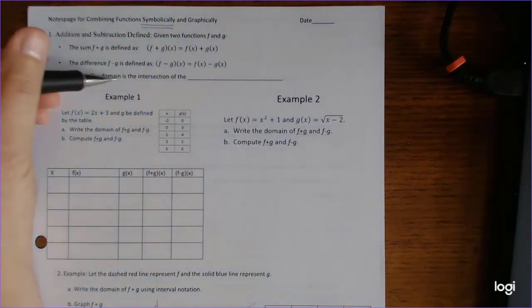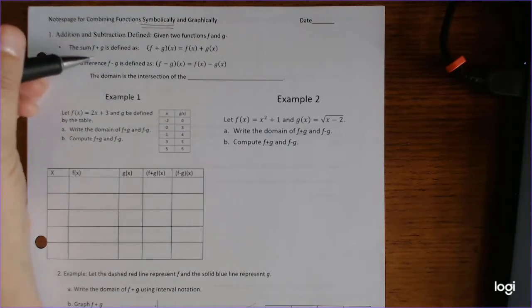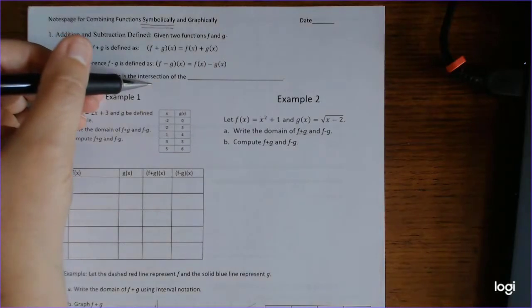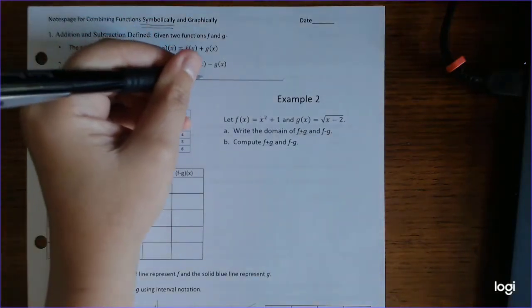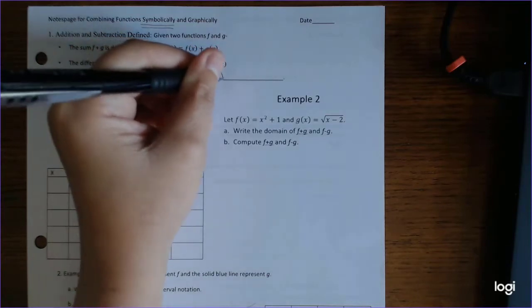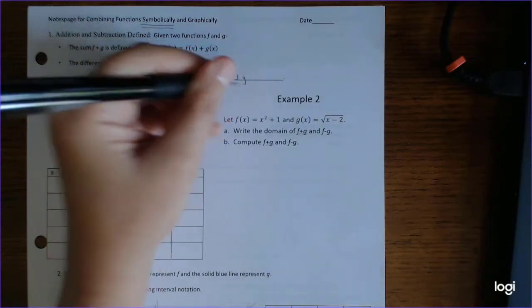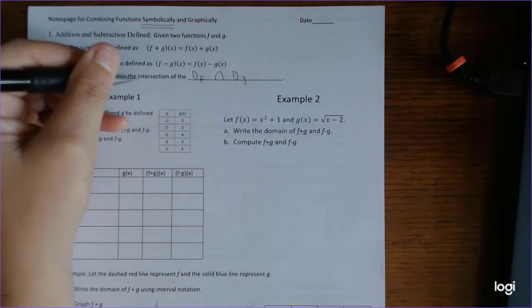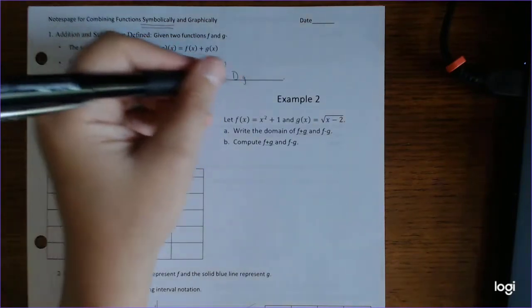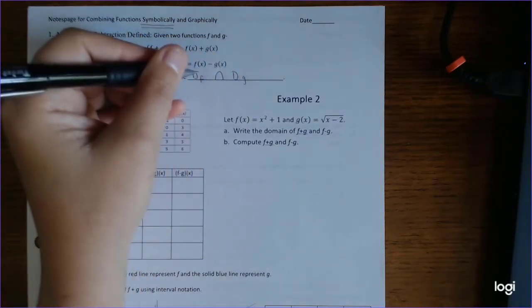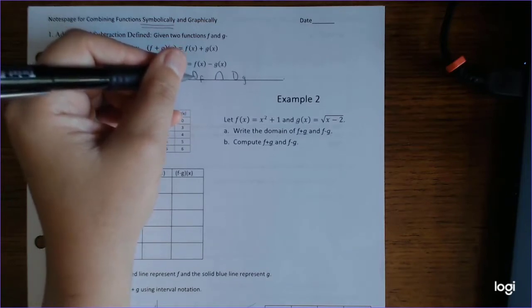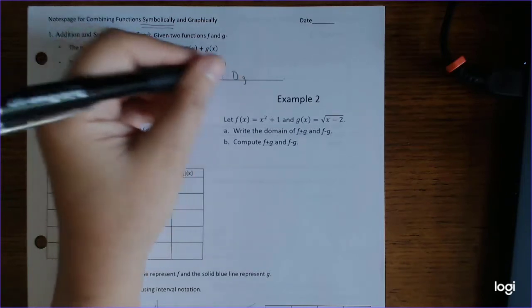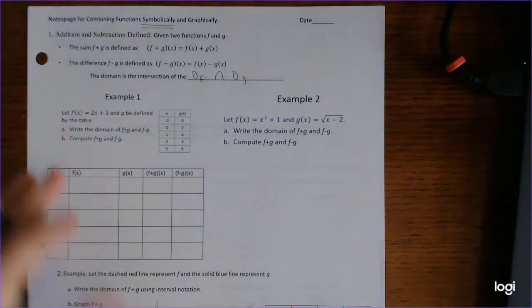The domain of the sum and difference of a function that you create is the intersection of the domain of each. So if you find the domain of f and then you find the domain of g, the domain of the sum and the difference has to take both of those into account. It's the intersection. So if you've got a restriction in this one, then it's going to be a restriction of the whole thing. So I'll explain.